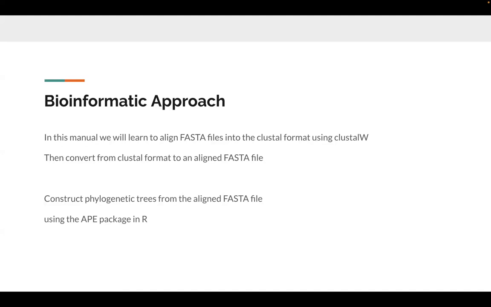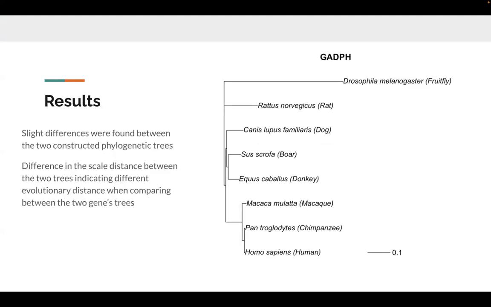And from this aligned FASTA file, we will learn how to use the 8 package in R to be able to create a distance matrix. And then from the distance matrix, be able to create phylogenetic trees. So here I have shown a tree using the GAPDH, the glyceraldehyde 3-phosphate dehydrogenase gene. And in the manual, you'll see this same tree as well as the COX-1 gene tree.